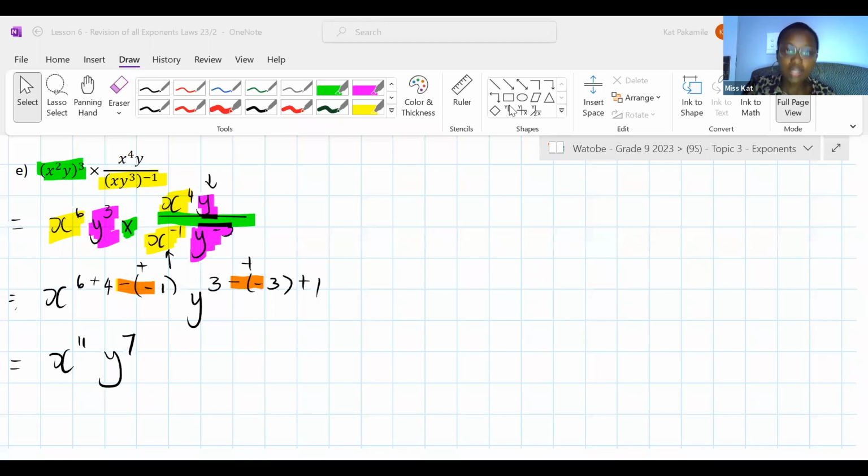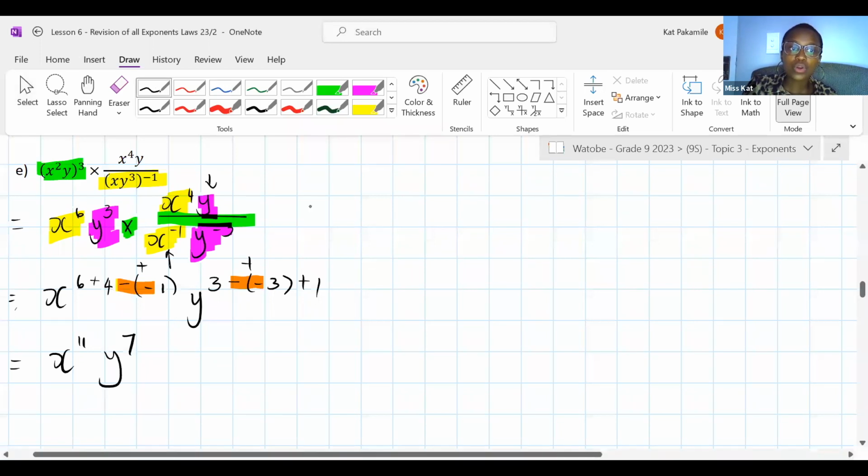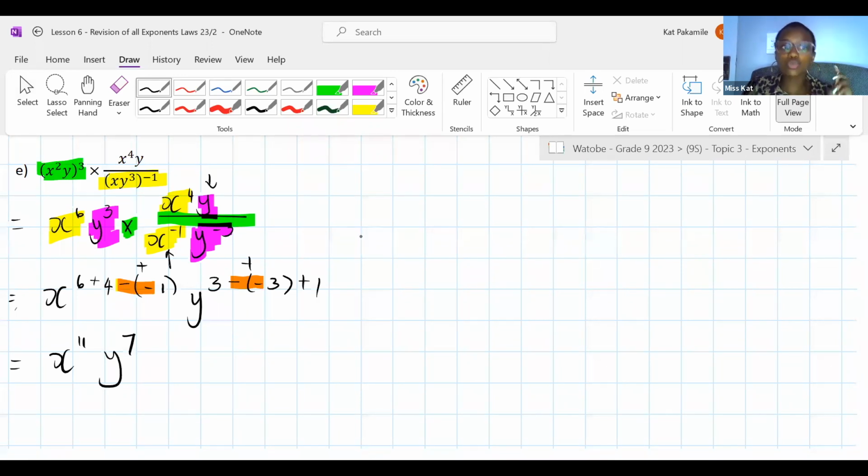Yes, ma'am, aren't we supposed to use the negative exponent law on the fraction? You can, but we are also multiplying and dividing. Do you see that? Yes. So we can use law number 1 and 2, or we can use the negative exponent law. Let's do the negative exponent law and see if we get the same answer. You want to do it with me?